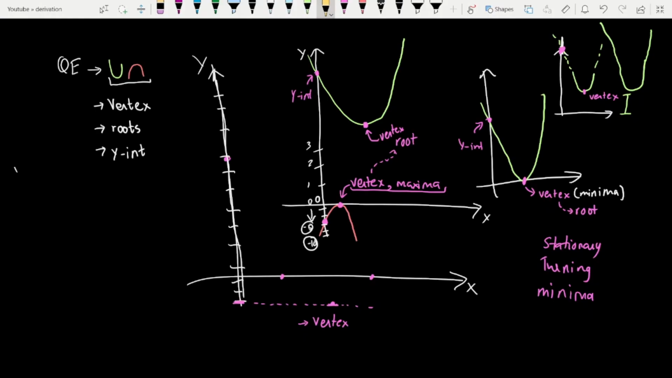Now, these two things, you are always going to see. Roots, on the other hand, you can see by chance. There's a chance that you may get to have a root. There's a chance that you may not get to see a root. If your smiley face is above the x-axis, then obviously you will not get to see a root. If it just happens to sit on the x-axis, then you will see one root. And if it does something like this, then obviously you are going to have two roots.